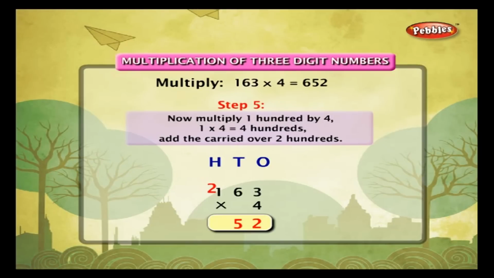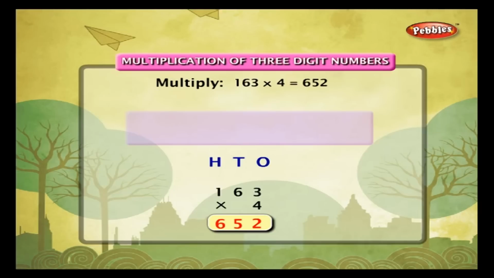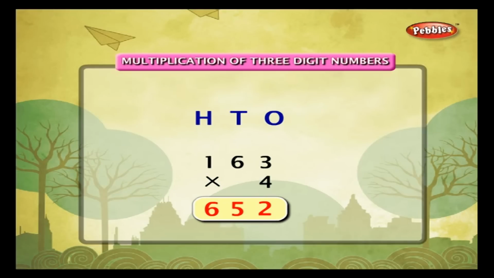Now multiply 1 hundred by 4. 1 into 4 is equal to 4 hundreds. Add the carried over 2 hundreds. We get 6 hundreds. Write 6 below the hundreds column. Thus, 163 into 4 is equal to 652.